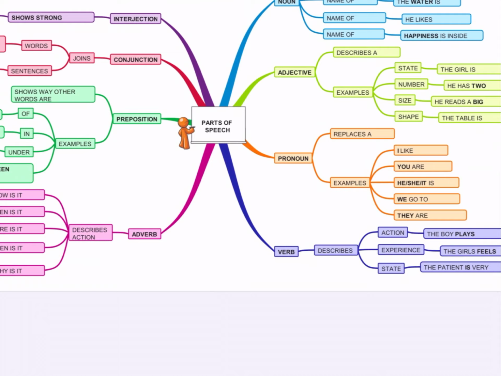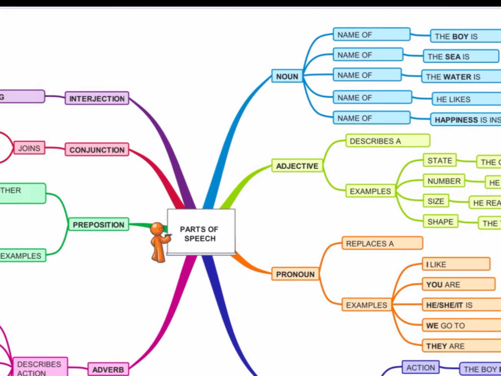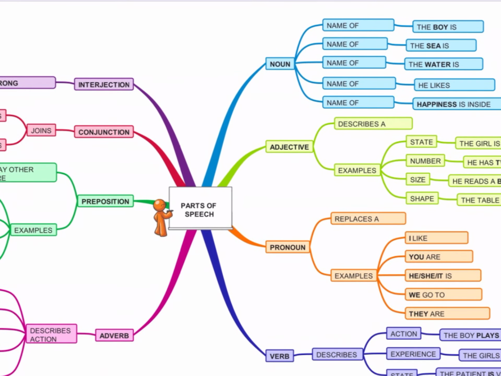Next part of speech is a noun. What's a noun? A noun is the name given to a person, to a place, to an animal, to a thing, name of a feeling or idea. Again, a noun is a name given to a person, to a place, to an animal, to a thing, to a feeling, or to an idea.